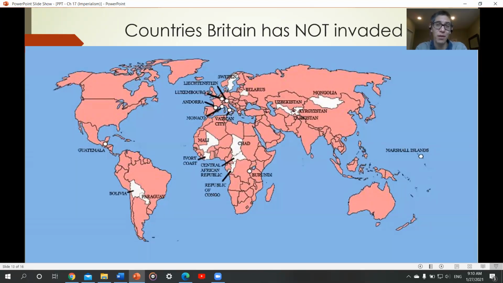This map shows us every single country that Britain has never invaded in their history. And so counted up, there are, I don't know, 15 or 20 countries that England has never conquered or never invaded at some point. Guatemala, Bolivia, Paraguay, a handful of African countries, a few very small European countries. These are all European city-states, a couple others, and that's basically it. This all basically goes to say that England had the biggest empire in the world.